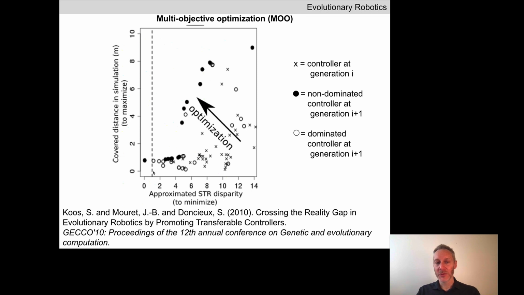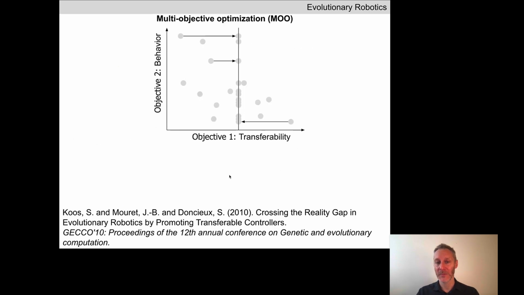I showed you this picture before. This is the multi-objective optimization here, where we have a population of controllers, all the circles here. The height of the circle is the distance that controller causes the simulated robot to move. And the horizontal axis is this estimated or approximated disparity we just mentioned. We can now estimate transferability on the horizontal axis.